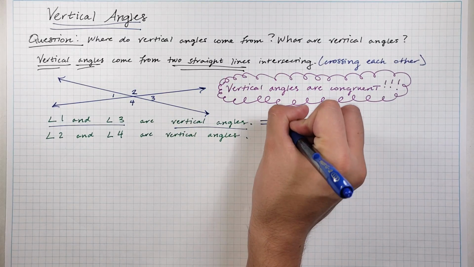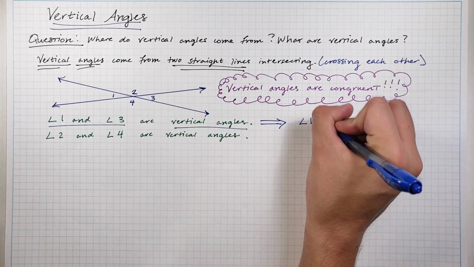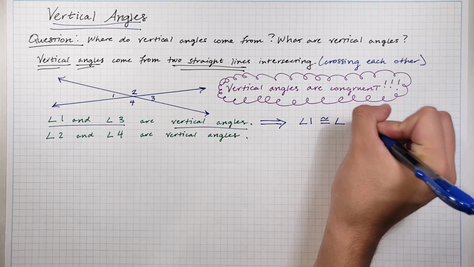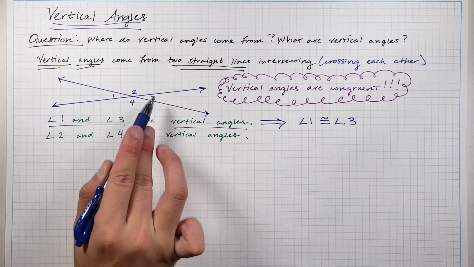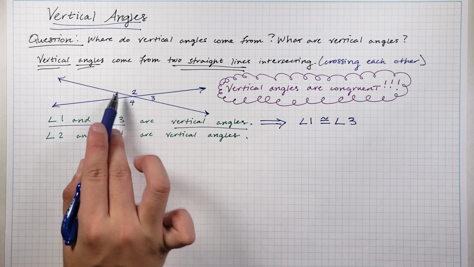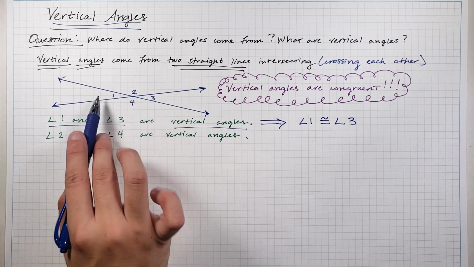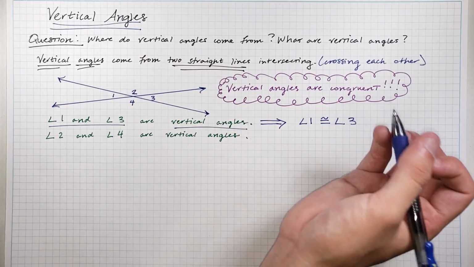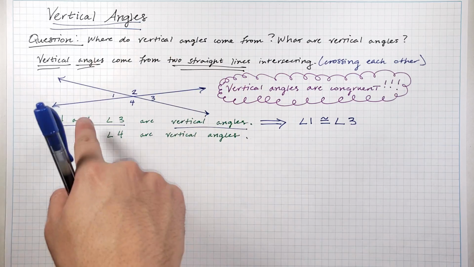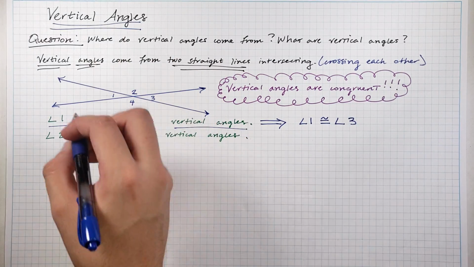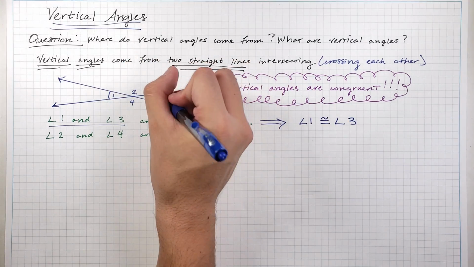Let me draw a little arrow here. We know that angle 1 is congruent to angle 3. That means this angle and this angle have the same measure. They're congruent, they're the same shape. So how did we denote that in the triangles video when we were talking about triangles having the same measure? Well, we drew a little arc. So that's what we're going to draw here, an arc.